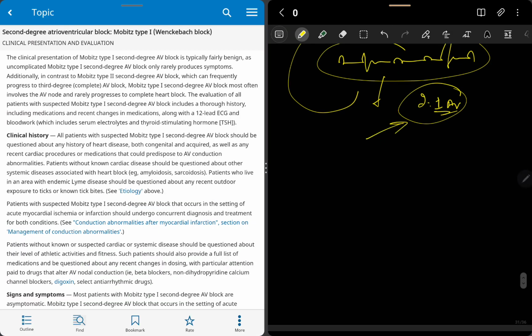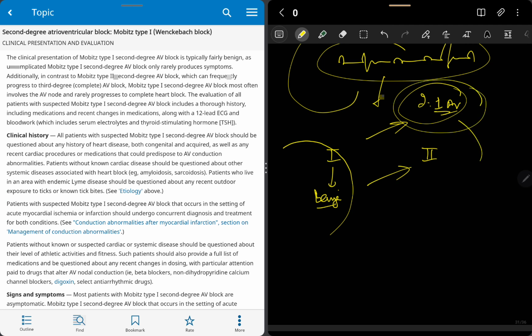Now, why is this condition tricky? Because in Mobitz type 1 the clinical presentation is fairly benign. Although it involves the AV node, it rarely progresses to complete heart block, unlike Mobitz type 2 block, which can progress to third degree or complete AV block. That's why a thorough history, medication history, recent change in medication, along with a 12 lead ECG and some blood work like electrolytes and TSH, is necessary to determine whether this rhythm is Mobitz type 1 or type 2 in a case like 2:1 AV block.